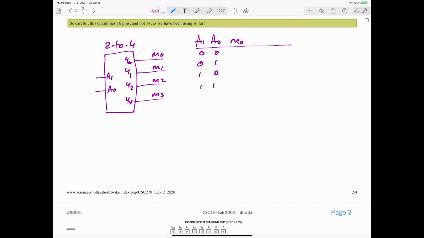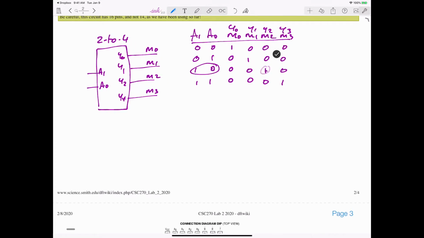Then the output Y0, which is minterm 0, is going to be 1 in this case and 0 everywhere else. And minterm 1 is going to be 1 in this case and 0 everywhere else. Minterm 2 and minterm 3. So that's what the minterm is, and it just happens to be Y0, Y1, Y2, Y3. You see the decoding part in the sense that 1, 0 in binary is 2, and it's Y2 that is being active.